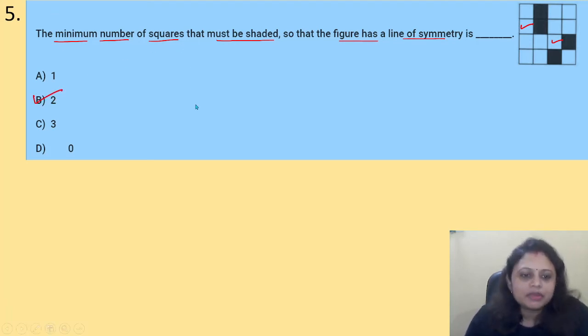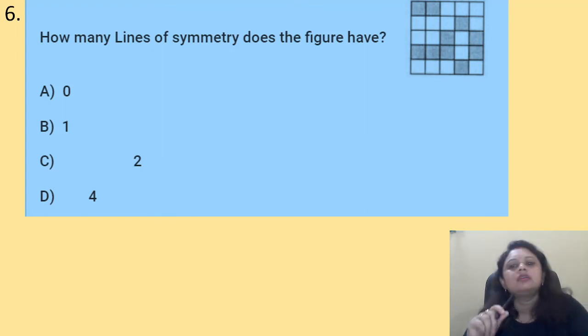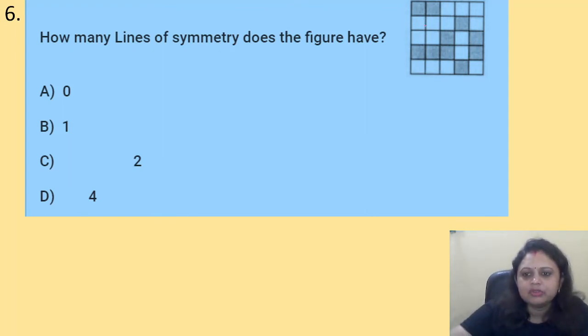Got it? Coming to the next question, how many lines of symmetry does the figure have? Okay, so this figure is not having any line of symmetry, right? 1, 2, 3, 4, 5 squares are here, and here also 1, 2, 3, 4, 5 squares are here. Okay, and the structure, the shaded portion, these are also different. Okay, so here no line of symmetry is there, right? The question was how many lines of symmetry does the figure have? It is having 0 lines of symmetry.